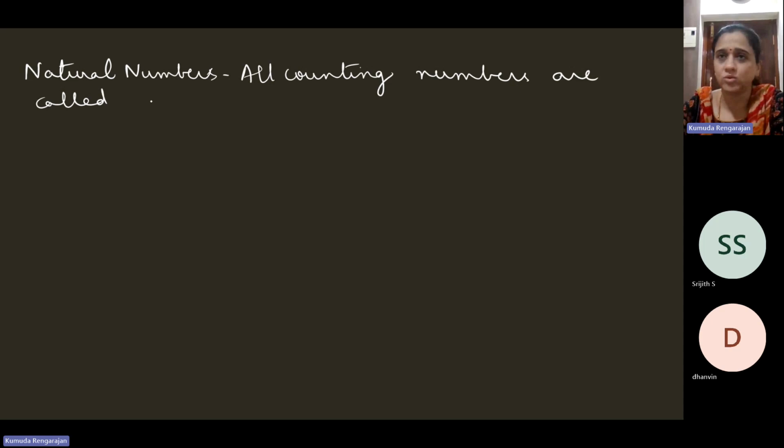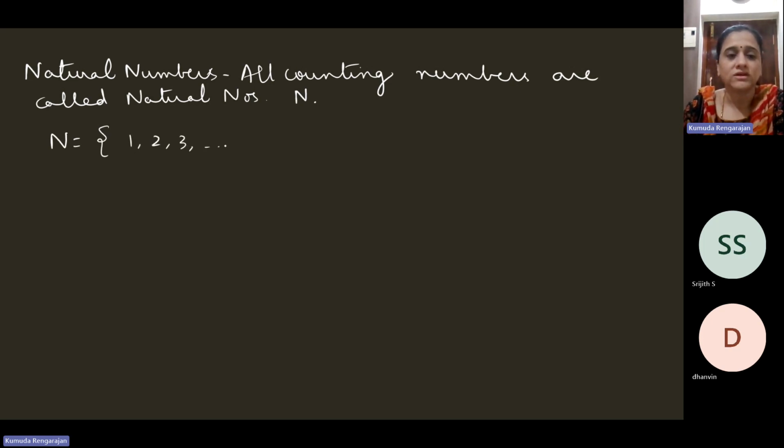Don't write anything. I'll send the notes later. Natural numbers are represented by the letter N. So we say N is equal to, open a flower bracket, 1, 2, 3, goes on. The smallest natural number is 1. The greatest natural number cannot be identified. Natural numbers are represented by the capital letter N. The smallest natural number is 1, and the largest natural number is not defined. You cannot say the largest natural number, right?